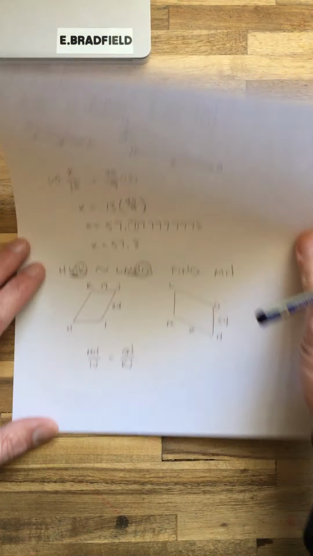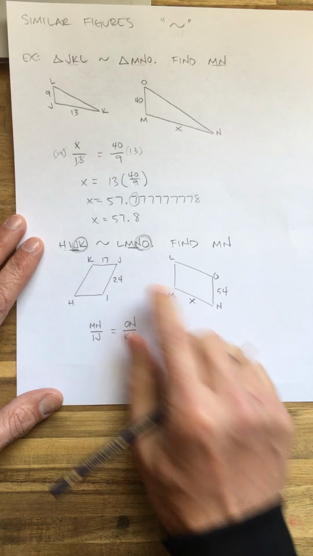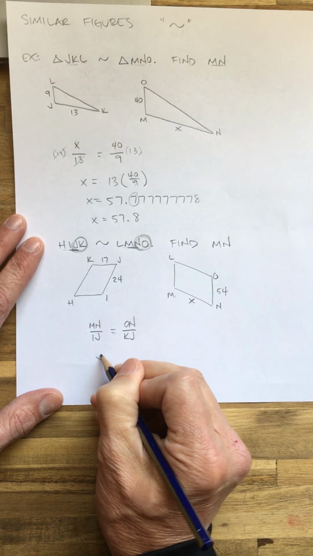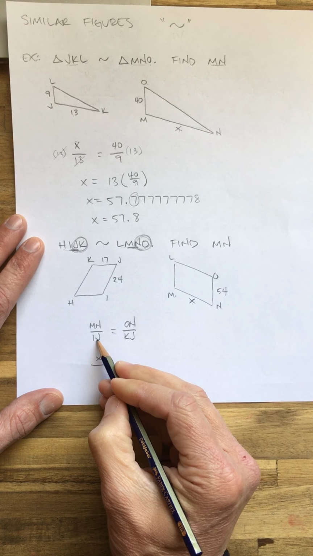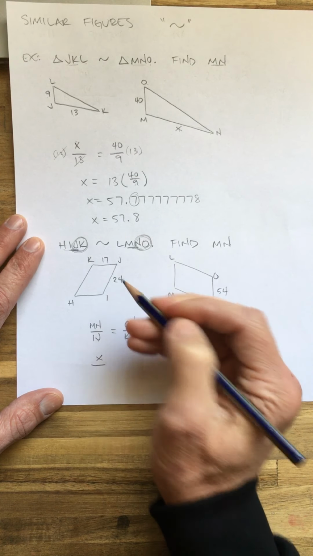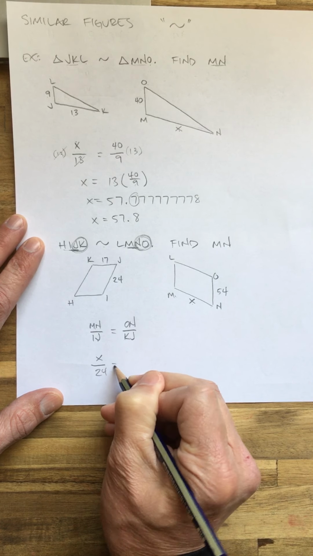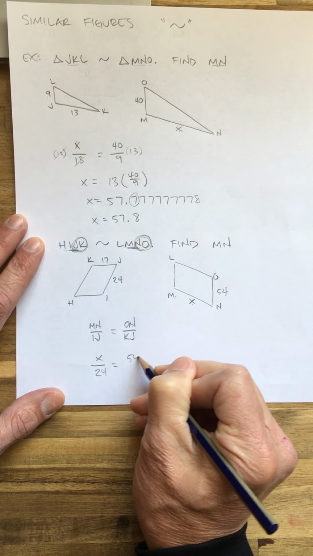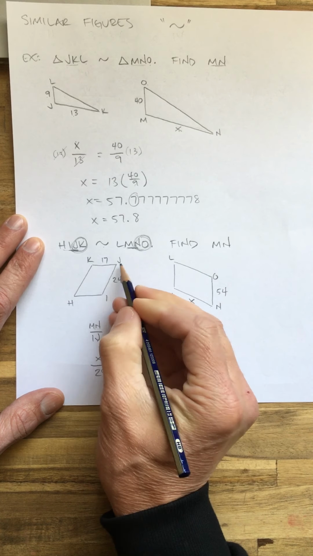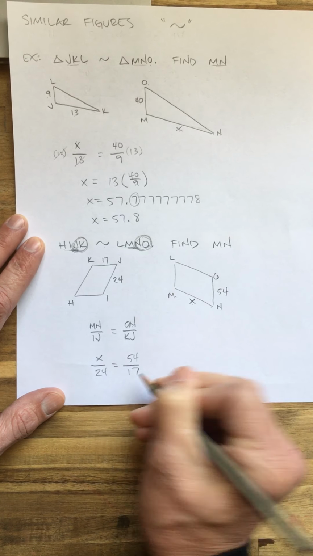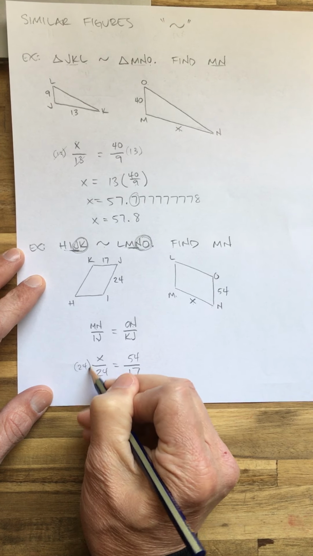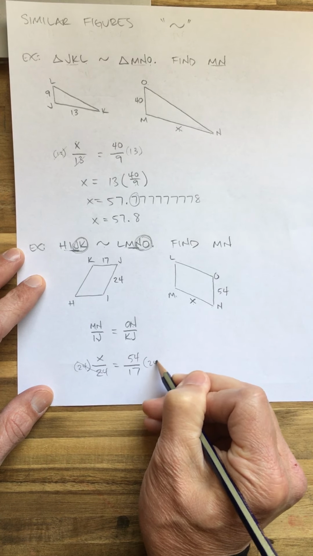So now all you have to do is substitute what's written there for these guys. So for instance, MN, that's this guy, that's the X. So this is going to be X over IJ. Well, IJ is right here, that's 24. So X over 24 equals, now the ON, that's this guy, 54. So 54 over KJ, that's this guy, 17. And now we can move that 24 over, so multiply both sides by 24.